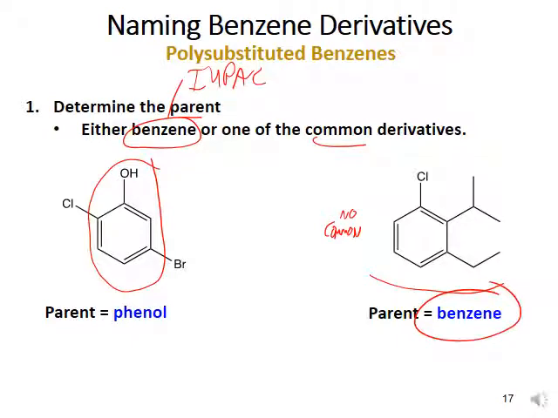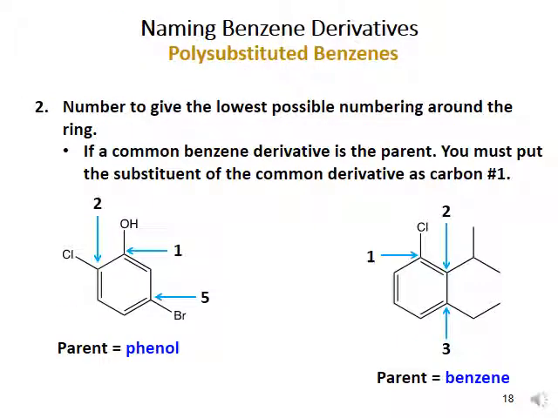Excellent. So once we know what the parent is, then the next step is number to give the lowest possible numbering around the ring. Since we've decided that phenol is the parent, that carbon has to be carbon number 1. And if we went in this direction, that would be 2, 3, 4, 5, 6. And clearly 3, 6 is not nearly as good as 2, 5.